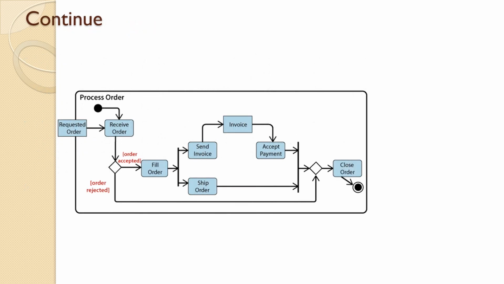This is another example of an activity diagram. Request an order; this is the initial state. Process the order: either request an order or receive an order. If you have received an order, the order will be accepted or rejected. Next, you fill the order, send the invoice and ship the order. If the invoice is accepted, make a payment and then close the order. Otherwise, it is not accepted and goes to order rejected and receive an order.